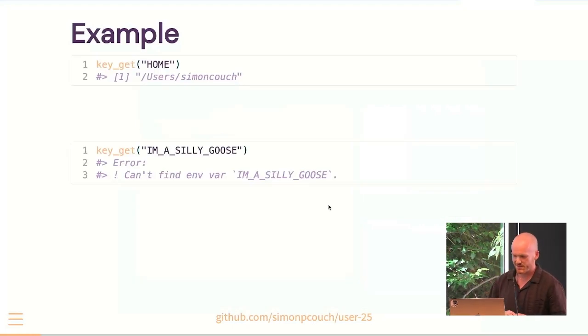So for an example of what this function does, the home variable is Simon Couch on my computer, but the variable I'm a silly goose doesn't exist. So this function would raise an error in that case.